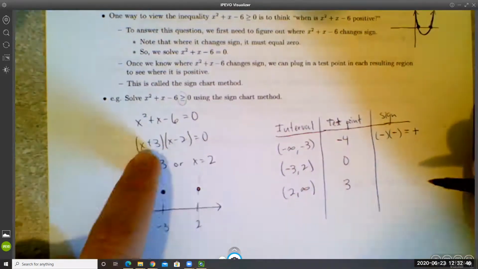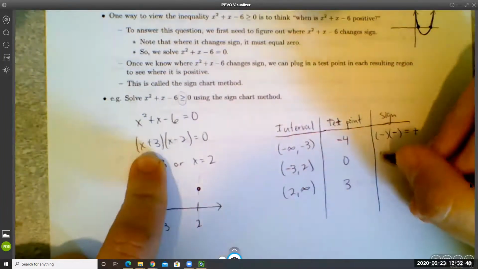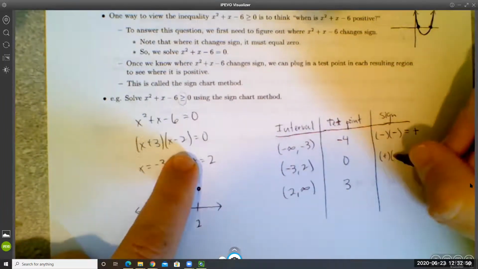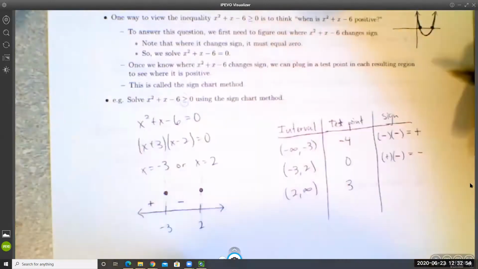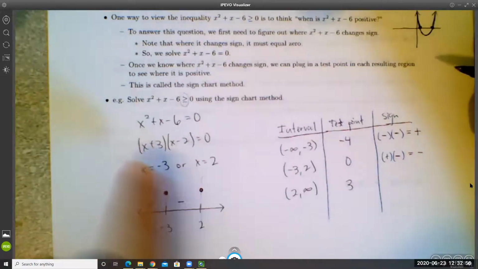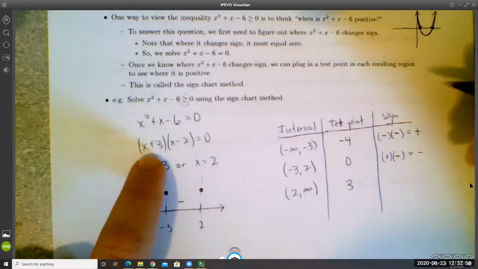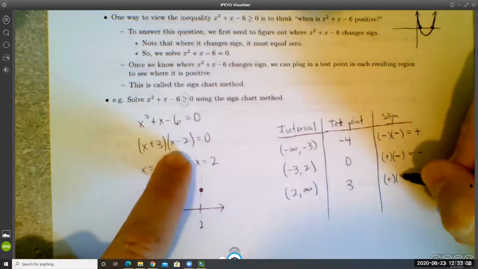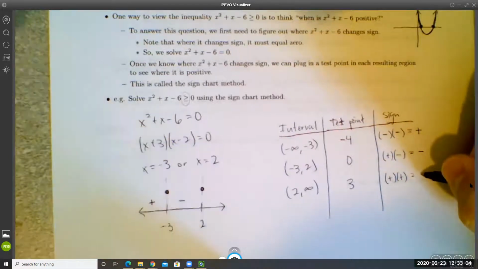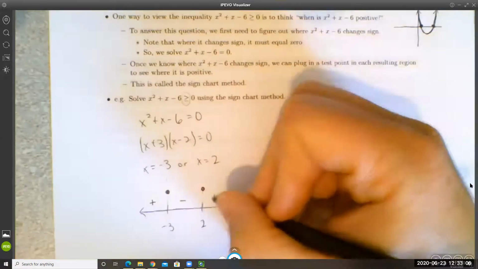If I plug in 0, 0 plus 3 is positive. 0 minus 2 is negative. A positive times a negative is a negative. And if I plug in something bigger than 2, like 3, 3 plus 3 is positive. 3 minus 2 is positive. A positive times a positive is a positive. So I'm positive in this region.